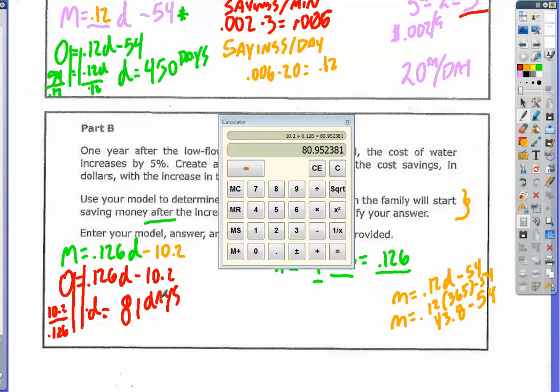So the math involved in this problem is totally doable by everybody in this room. The steps, figuring out the steps, that is the truly hard part.